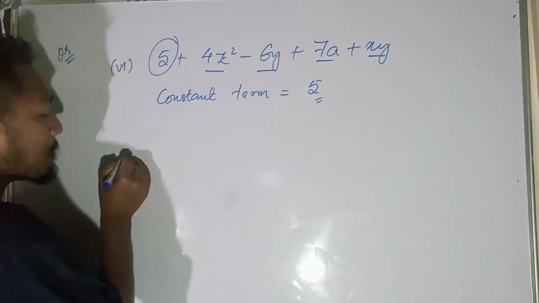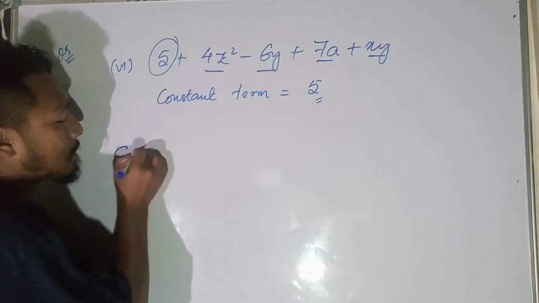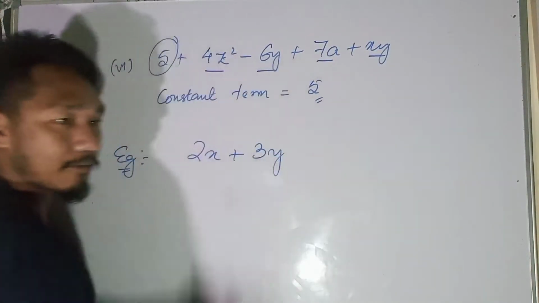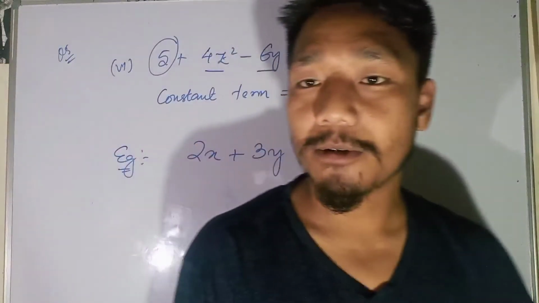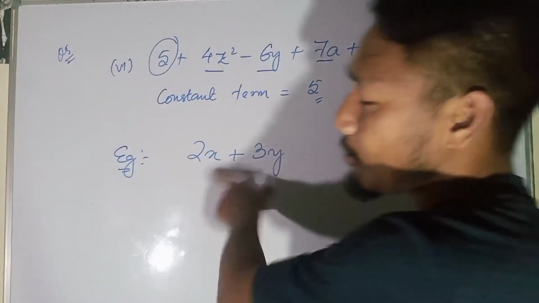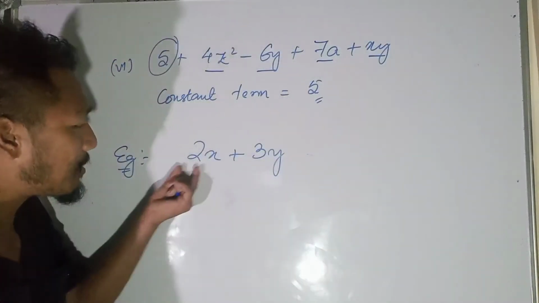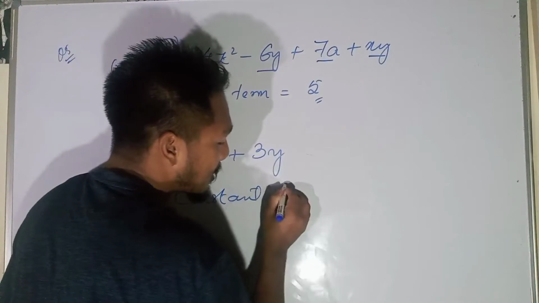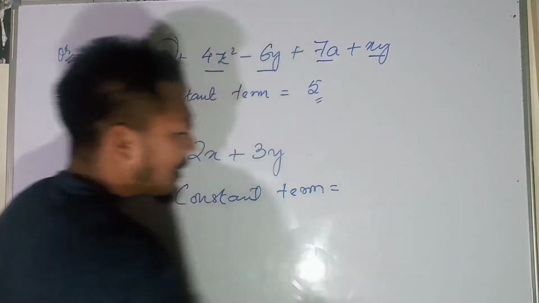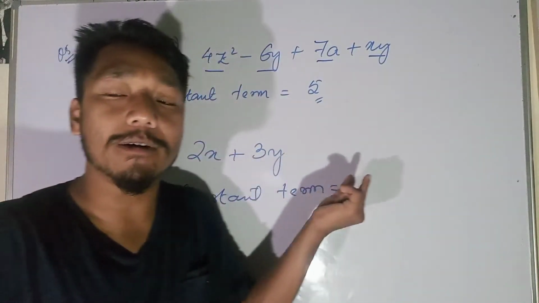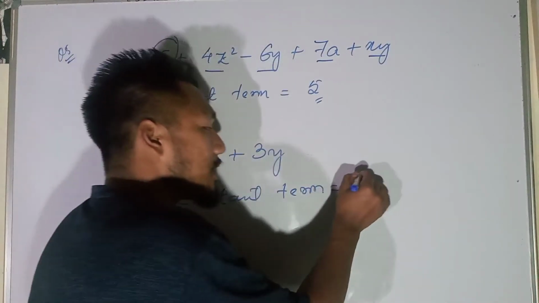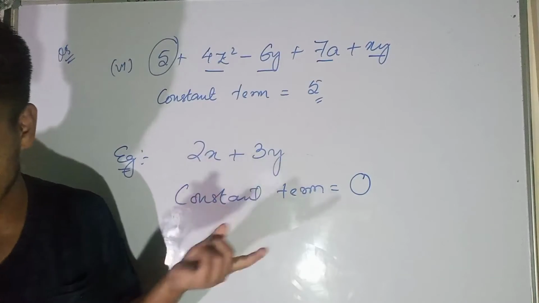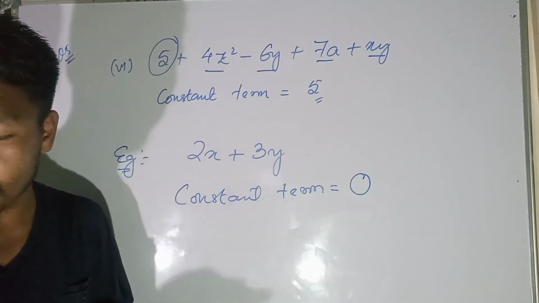Okay, now let's take one more example. I will say 2x plus 3y. From here, which one is the constant term? Can you tell which one is the constant term here? We don't have any number out here which is constant. So what shall I do? What is the constant term from this expression? If we don't find any number, that means it is 0. So this is how you have to do question number 5.